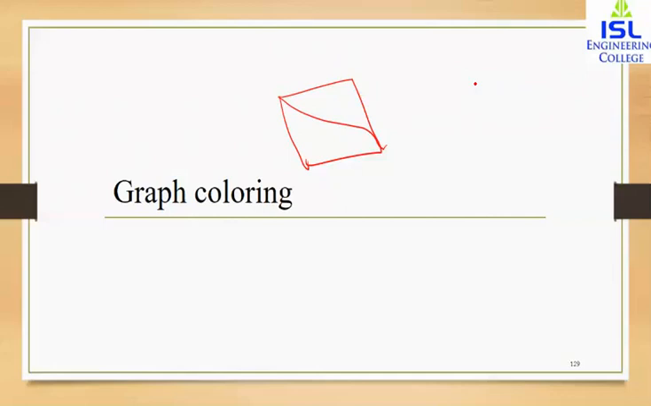Basically, what we have to do is the neighboring states should not be of the same color. But if the state is not neighbor to another state, then we can use the same color for it. So for example, if I have this graph with three regions, I can use the color green over here, so I am using the color green.